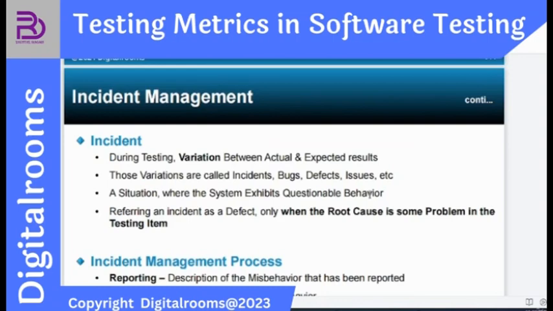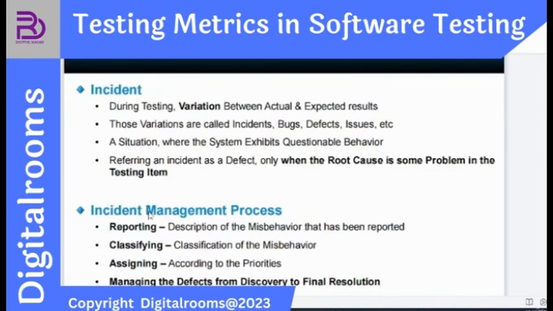Suppose a system needs to behave in a particular way whenever I am running a particular software or web application. Once I click on a particular button, it should give me a certain kind of result. For example, it should redirect me to the product page, but instead it says some error occurred, or it redirects me to some other page. That is a weird kind of incident, where the system starts to behave oddly. Now, we refer to an incident as a defect when the root cause is some problem in the testing item.